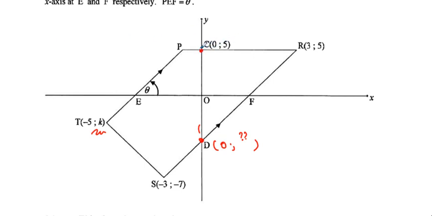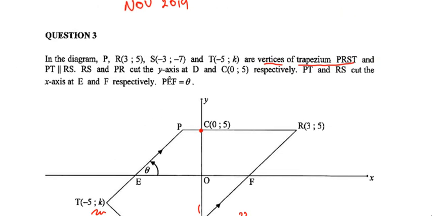Note that's a y-intercept. Note that its x-coordinate is 0. Okay. E and F are also on the x-axis. Maybe they'll ask you, we're not sure. They gave you an angle. That angle PEF is equal to theta. So clearly there's an angle of inclination, and you are expected to find that. The rest is just further explanation.